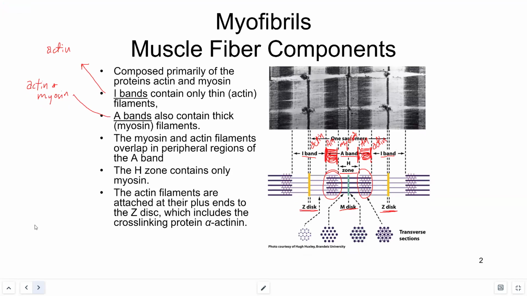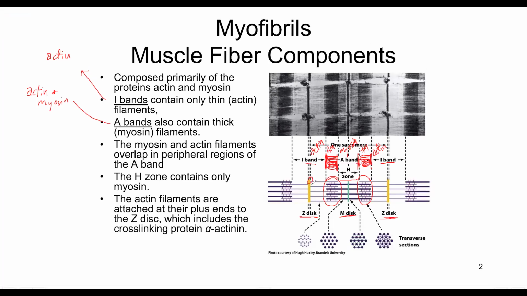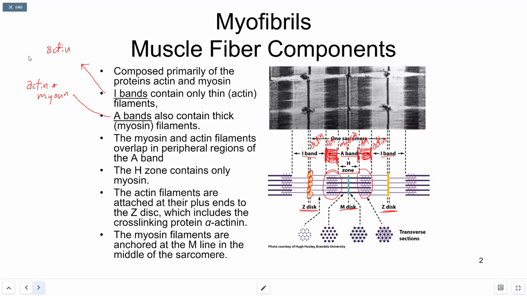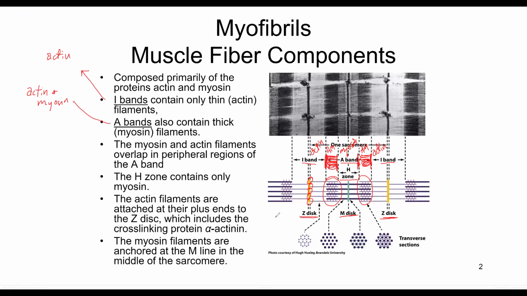The actin filaments are attached at their plus ends to the Z discs. So actin links right here, here, here. These are their plus ends. And the same thing on the other side at the other Z disc. The myosin filaments are anchored at the M disc, or M line, in the middle of the sarcomere.